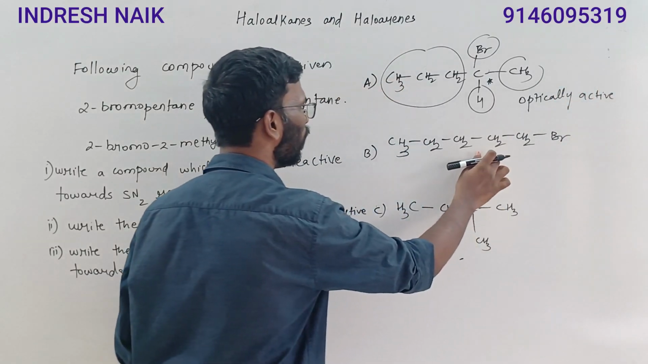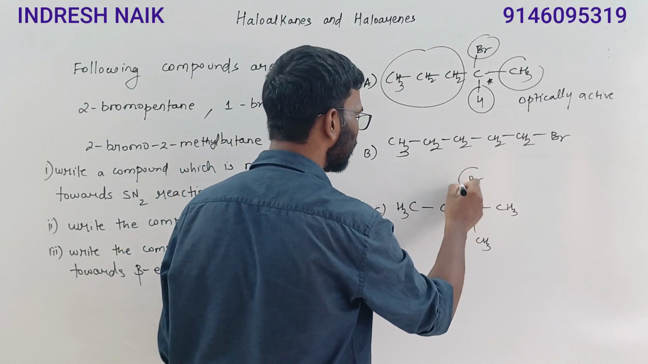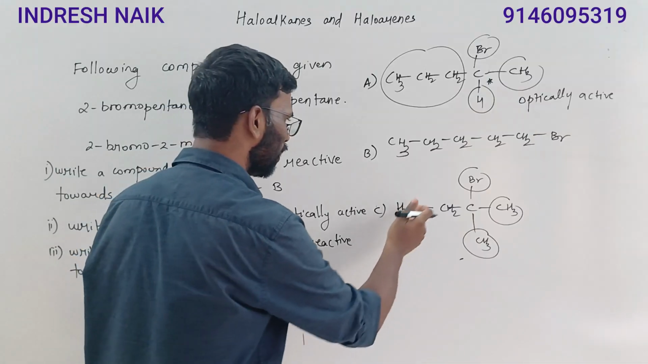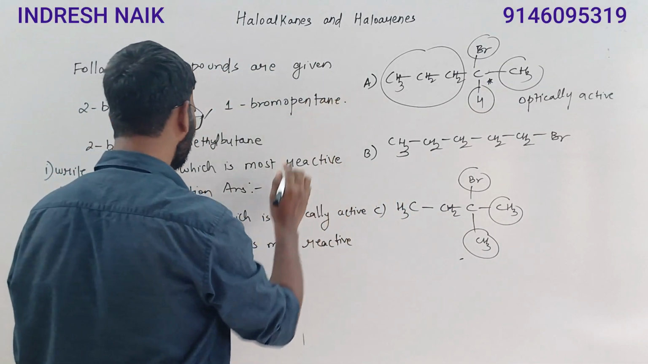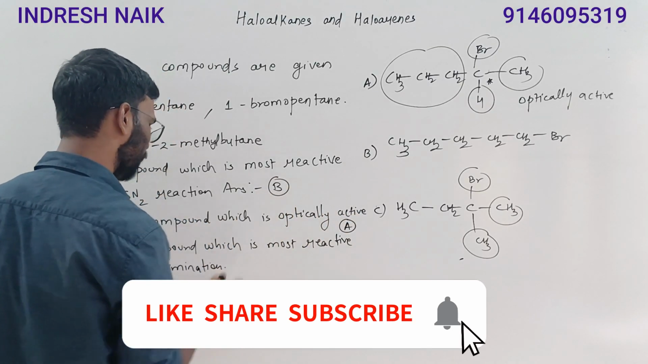What about this? There are no chiral carbons in this, there are no chiral carbons in this also. You see, this is a Br, this is CH3 and this CH3. These 2 are same, right? And the rest are hydrogens which are similar. So these are also not chiral. So only one. So here answer for this will be option A. Okay, here I have written B.